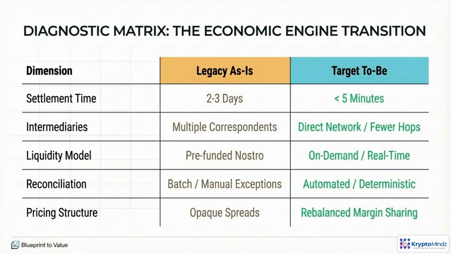Think of this as your economic engine upgrade. Today, settlement in many corridors is 2 to 3 days. The target is under 5 minutes, which completely changes intraday liquidity management and customer expectations. Instead of chains of correspondent banks, you're aiming for direct network connections with far fewer hops. Pre-funded Nostros lock up capital. On-demand liquidity frees it. Batch, manual reconciliation gives way to automated, deterministic processes. And opaque FX spreads are replaced by more transparent, rebalanced margin sharing across participants.